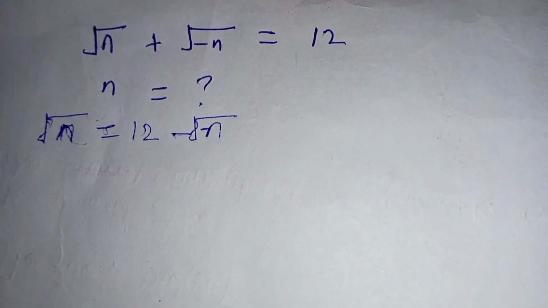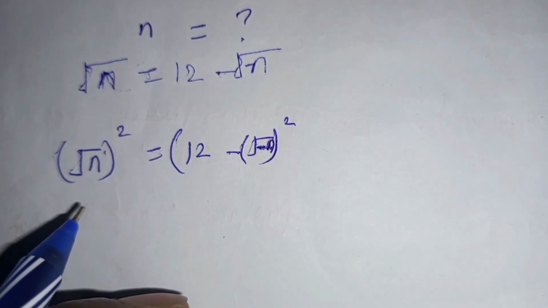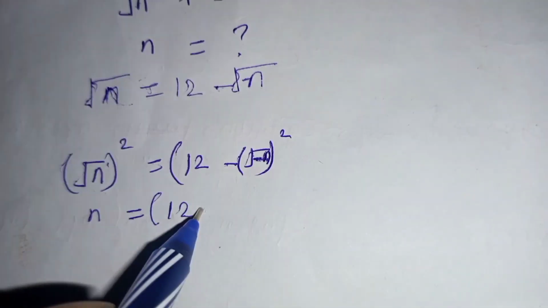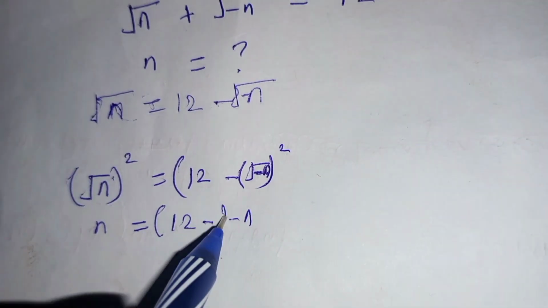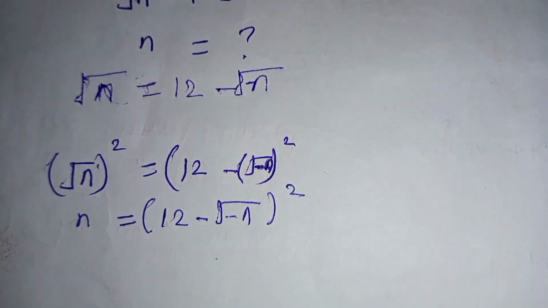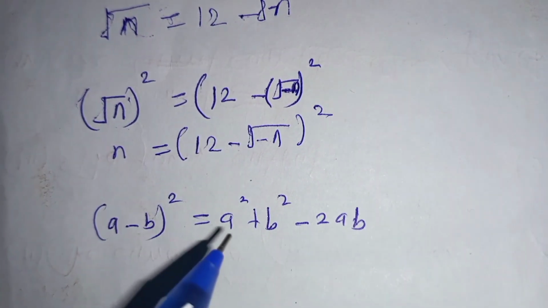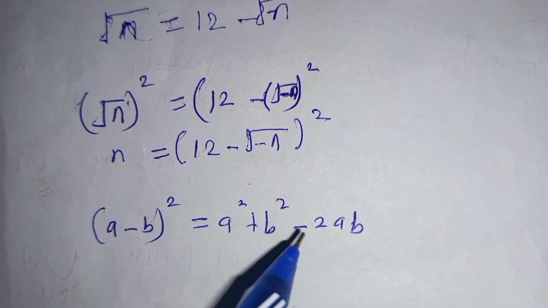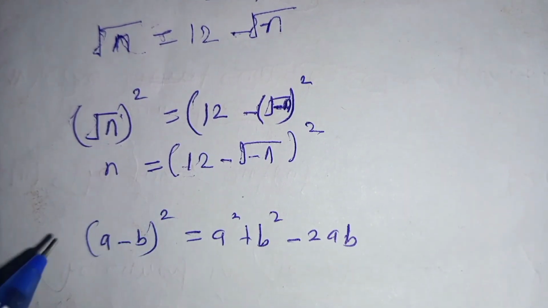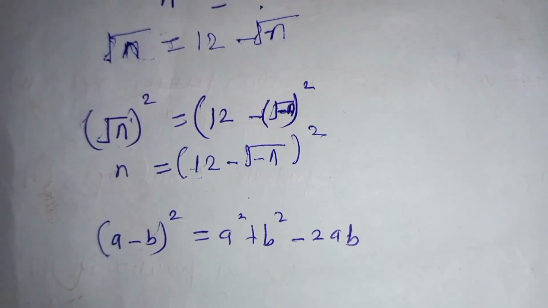Then we square on both sides. On the left hand side, square root of n, and when you square it, we will be left with n. Then on the right hand side, we have 12 minus square root of negative n. We square, and we make use of this identity. When you have bracket a minus b squared, the result is a squared plus b squared minus 2 multiplied by a multiplied by b. In our case, the 12 is our a, and our b is square root of negative n.